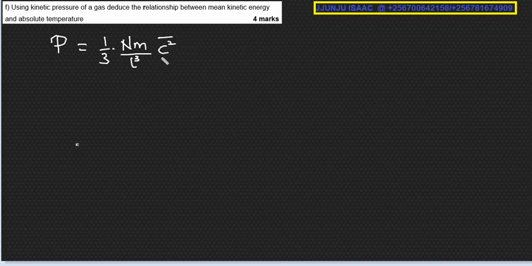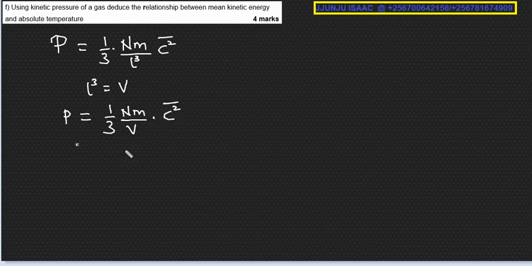square speed. So if L cubed is the volume, it means that the pressure is going to be given by a third Nm over the volume times the mean square speed. So we shall now get V on the left hand side, so that we get PV as a third times the number of molecules or number of atoms multiply with the mass multiply with the mean square speed.